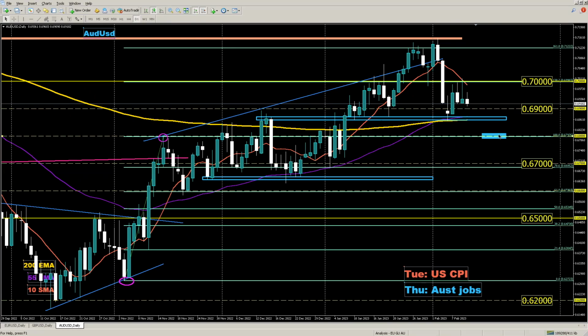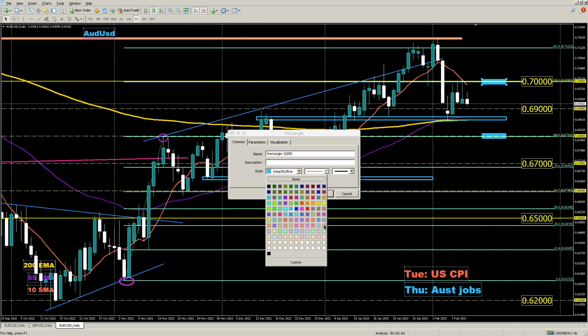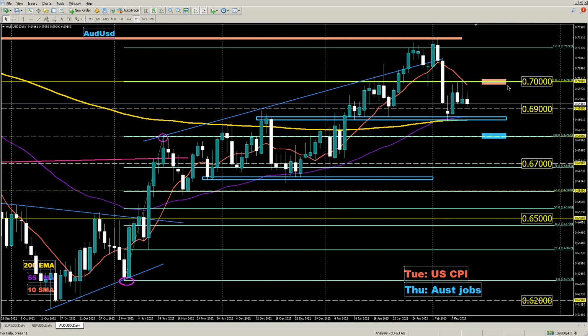So let's identify this as a key resistance zone here. Okay, and this week there's also the Australian jobs report on Thursday. But before that, there's also the CPI data from the US, which will create more volatility, and we'll see where it will drive the US dollar and the major pairs.